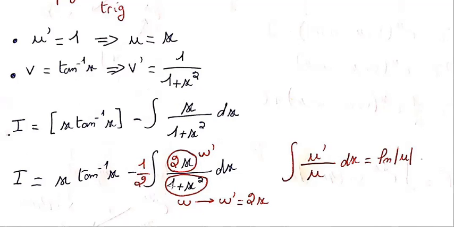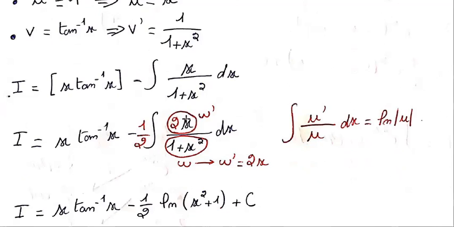Now we have 2x over 1 plus x squared, which is, if you want, w prime over w. And the integral of 2x over 1 plus x squared is ln of x squared plus 1. I didn't put an absolute value here because x squared plus 1 is always a positive number. So we can put parentheses and skip the absolute value. And finally, our answer would be I equals x tangent inverse x minus half, because of the half that we added here, multiplied by ln of x squared plus 1, plus a constant c, since we were solving an indefinite integral.